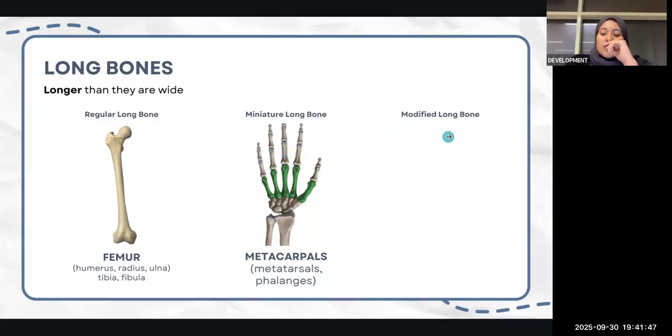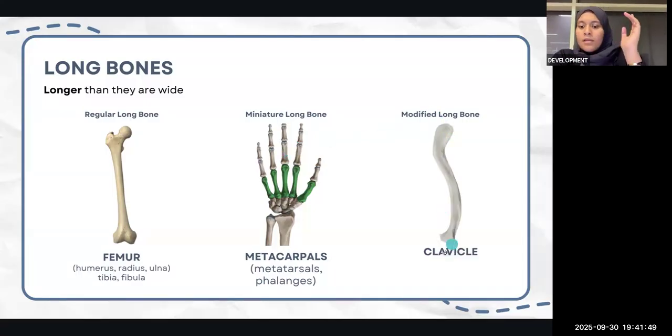And lastly, you have modified long bone. Clavicle. It's S-shaped, it's curvy. It's not straight like this, and it's not straight like that. It's curvy, right? And your clavicle, as we said, go back to the definition. They're longer than they are wide. So your clavicle is a modified long bone.